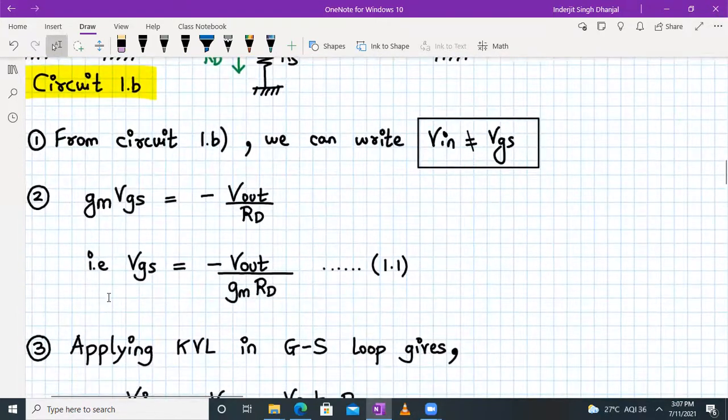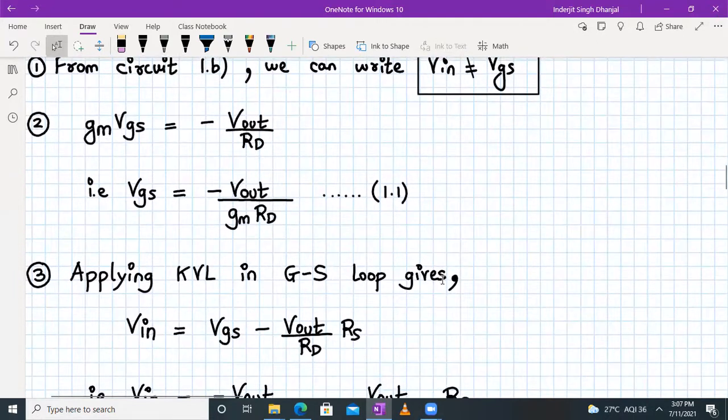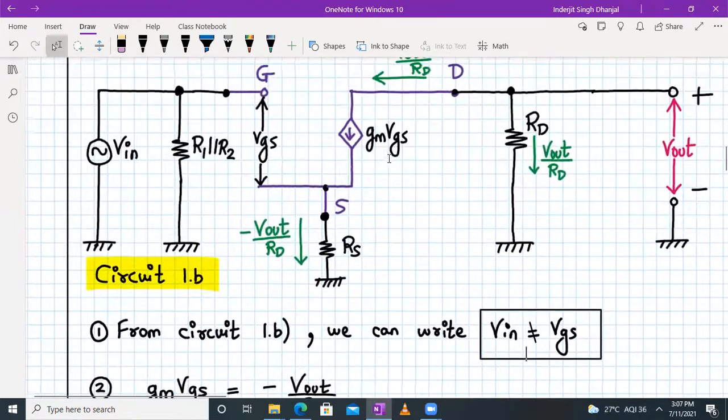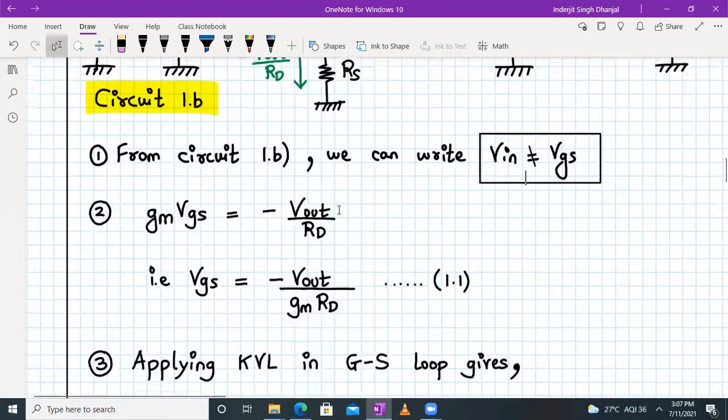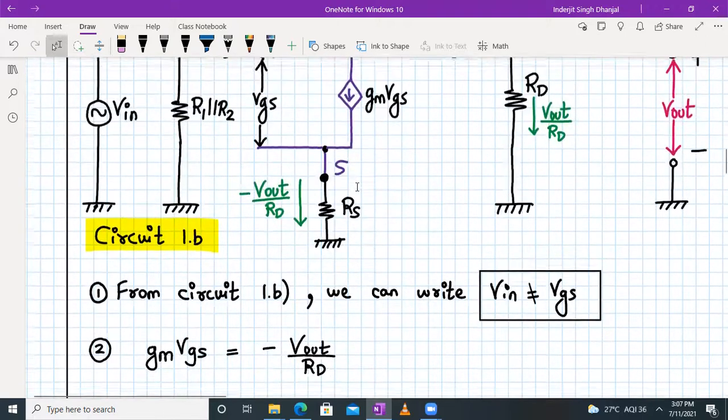So from here, VGS will be equal to minus V out divided by Gm into Rd. This we call equation number 1.1. Next, we apply KVL in the gate source loop. So what do we get by applying KVL in the gate source loop? We have written over here V in is equal to VGS minus V out upon Rd into Rs.